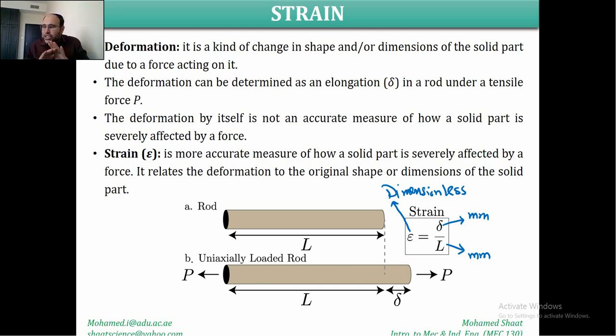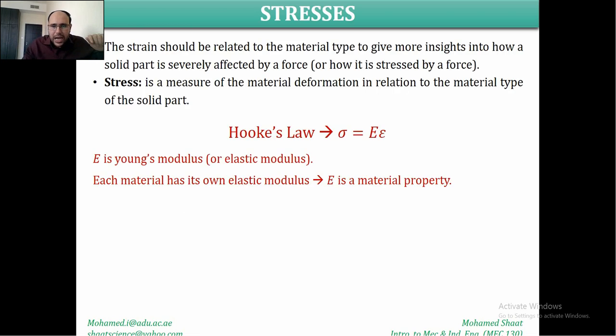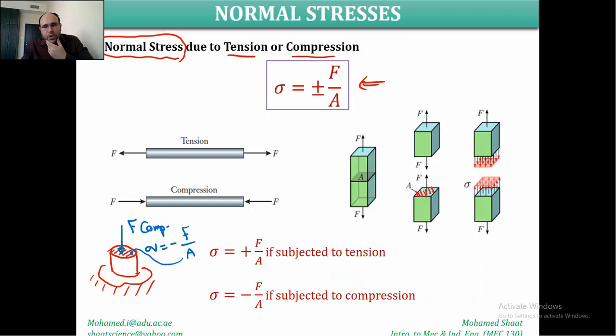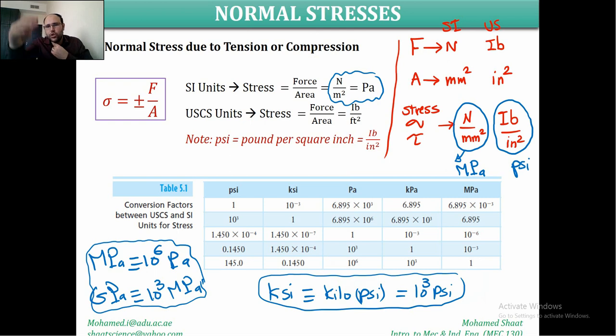So the strain has no unit, but the stress has a unit, and this unit of the stress is force per length square, like Newton over millimeter square or meter square, or pound over inch square. Make sense? So these are the units, and that's it for today's video.